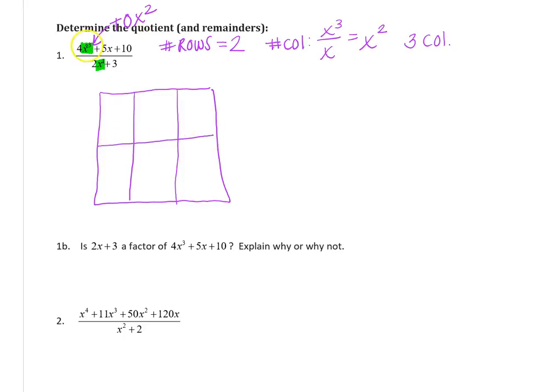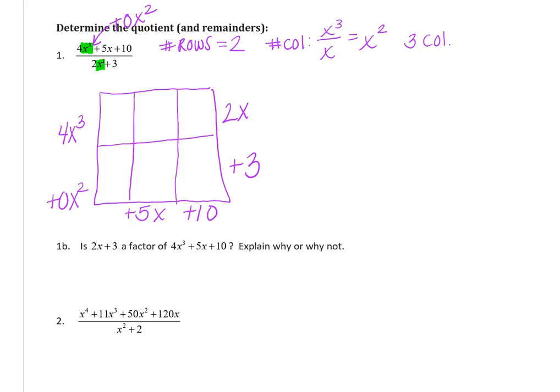Now the dividend, which is the one getting divided, is going to wrap around the outside of my setup here. The divisor goes on the right. So the divisor tells you the number of rows, and goes on the right. Okay, so now I'm set up and ready to divide.